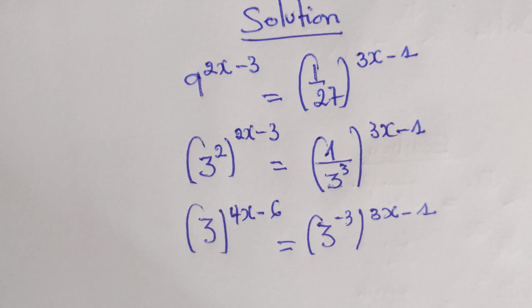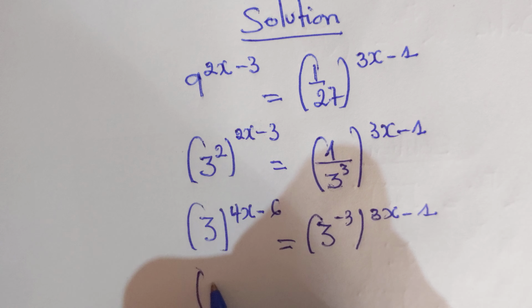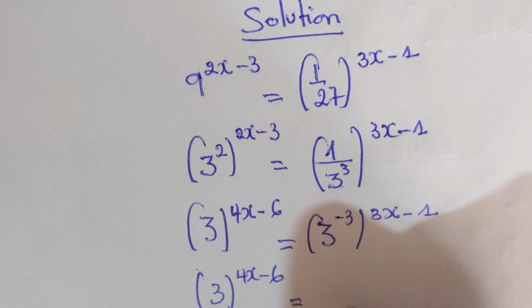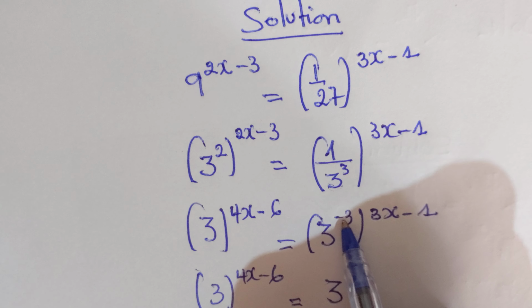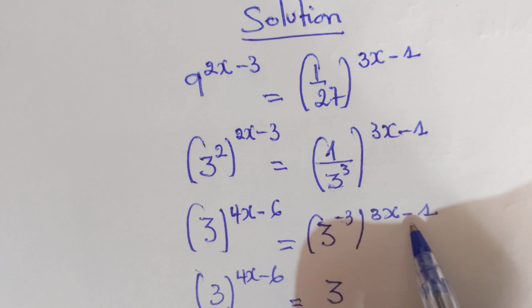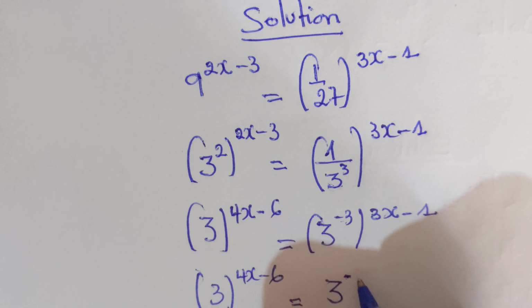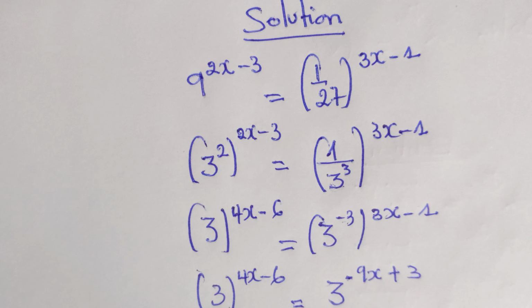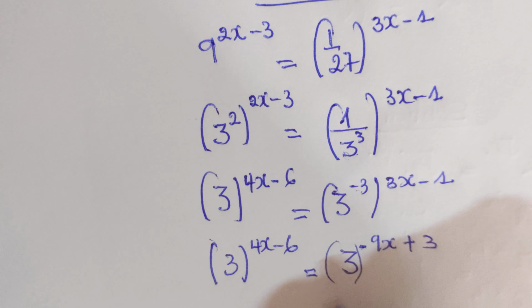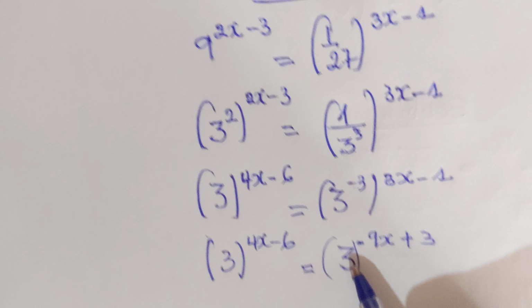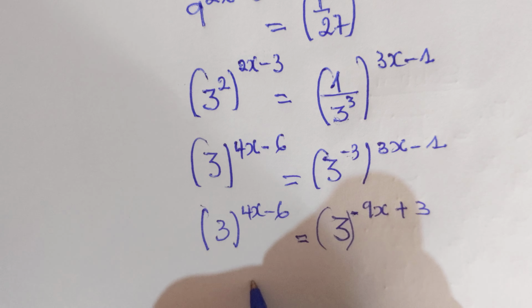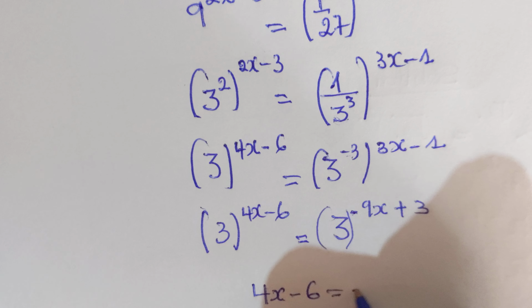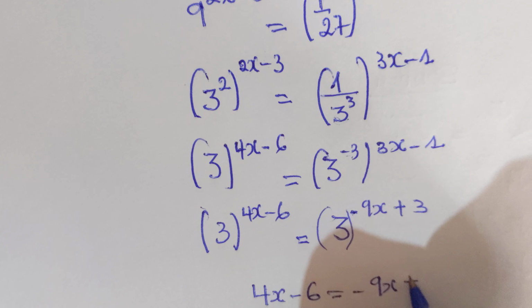And this one will bring, once we have 3^(4x - 6), this one will be equal to 3, then negative 3 is going to multiply these numbers we have here to get negative 9x plus 3. Once we have the same base, that means the powers are equal. This will bring 4x - 6, which is equal to negative 9x plus 3.